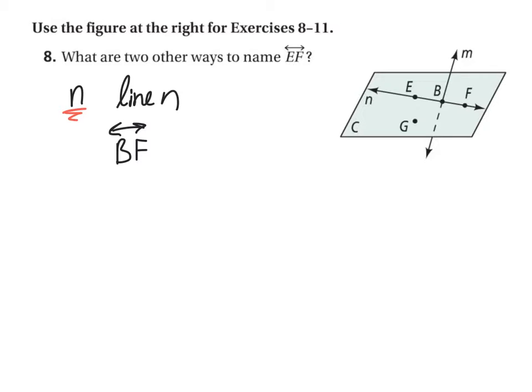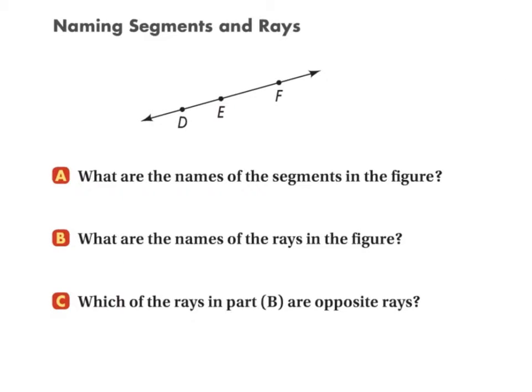And of course there are other ways. I could say line EB. I could say line FE. I could say line BE, just turning these things around. Oops, not BH, I don't know where that came from. BE. So there's lots of different options. Of course, you only need to name two other ways.